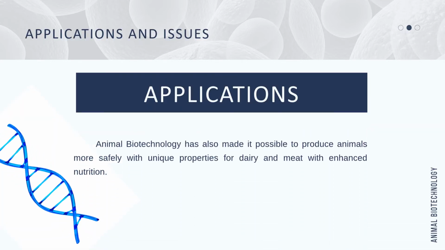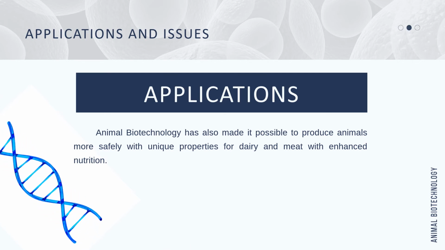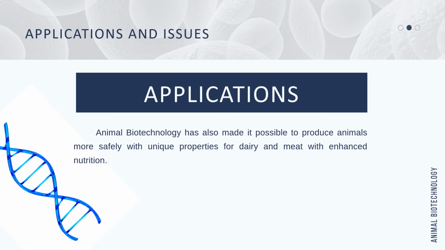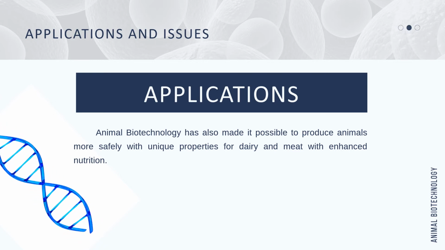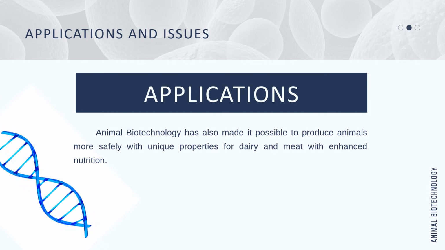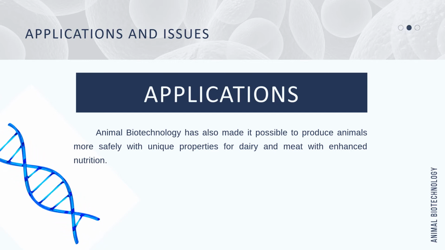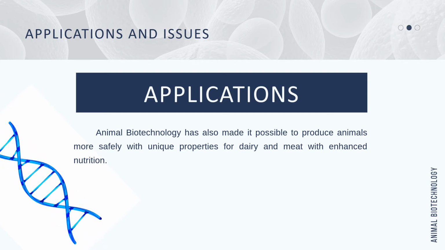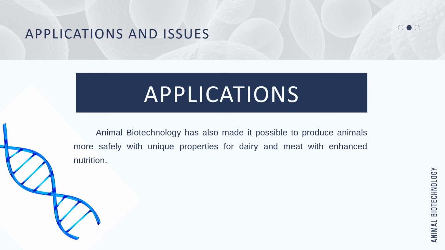Animal biotechnology has also made it possible to produce animals more safely with unique properties for dairy and meat with enhanced nutrition. It is done through a process called transgenesis under rDNA technology. This practice was performed and published in 2006, where transgenic cloned pigs were modified to possess an enriched level of omega-3 fatty acids. Omega-3 are especially beneficial to the health and well-being of humans.